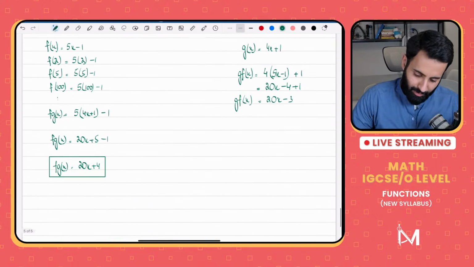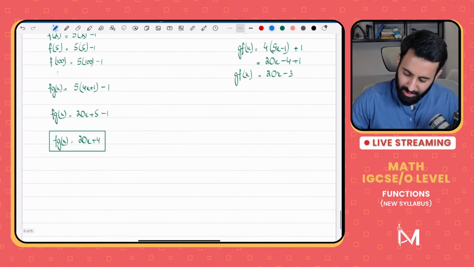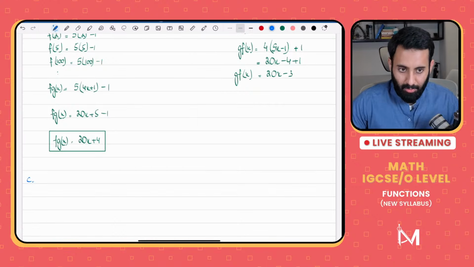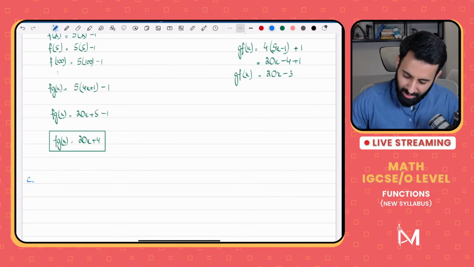And now we are going to do, there's a part C also. Do I have a video on solving inequalities? I don't know. Maybe I do. I'm not too sure.